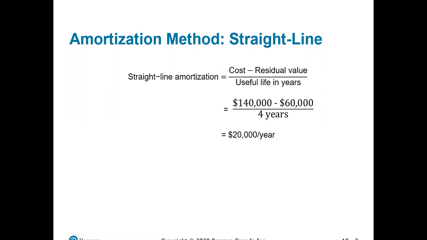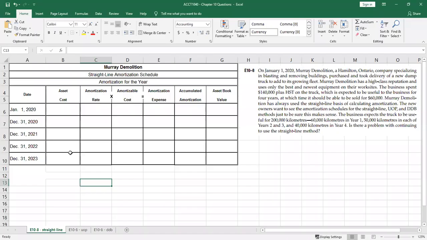So let me change the screen share to Excel, and we can run through the amortization table, amortization schedule for straight line, which is requirement number 1. And we can see from this table, there's a number of fields that we need to complete. I wanted to point out the date column, first of all. You can see that there's 5 dates listed there, January 1st, and then December 31st for each of those 4 years.